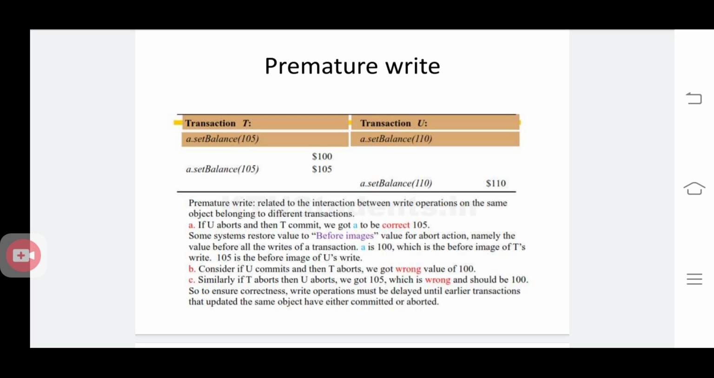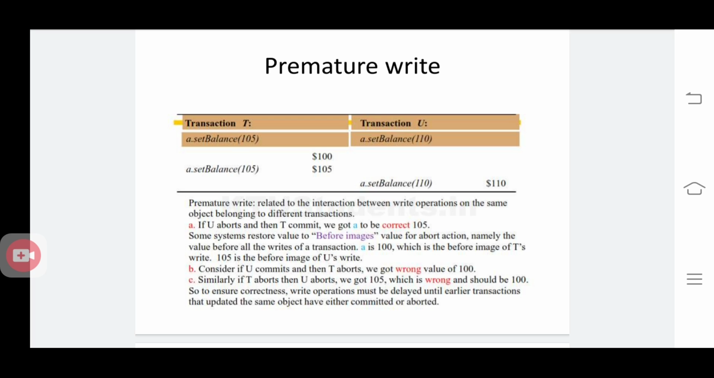So to ensure correctness, write operations must be delayed until earlier transactions that updated the same object have either committed or aborted. So write operations must always be delayed. If a write has happened before, then it must be committed or aborted, and until then the next write operations must be delayed. Otherwise it will result in a premature write. It is a write that is not mature.